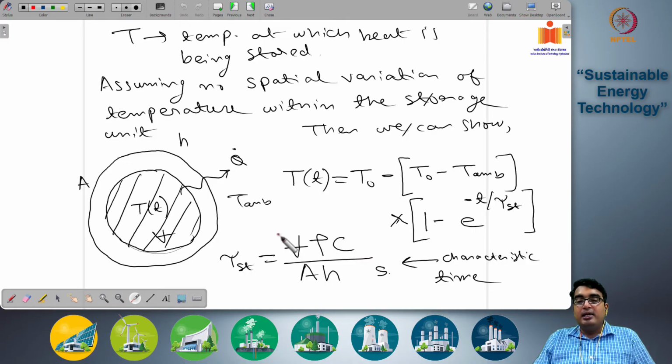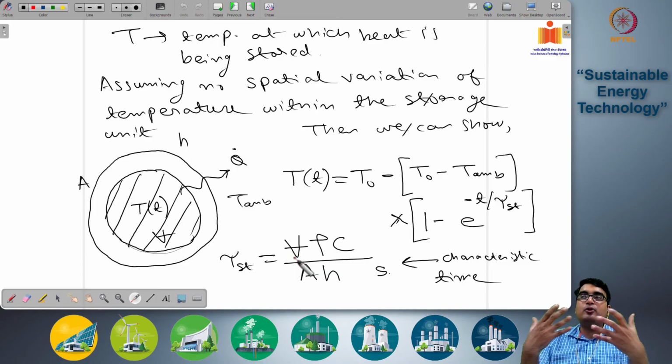So again, if you have a smaller area, if the cross sectional area is small, the volume of the system is large, the density of the system is large, so you have a high density system, so the mass of the system is large, the heat capacity of the system is large, and the heat transfer coefficient is low, then you have a larger characteristic time.